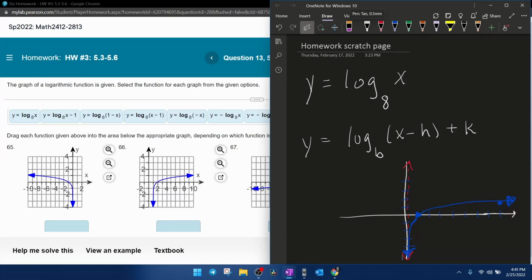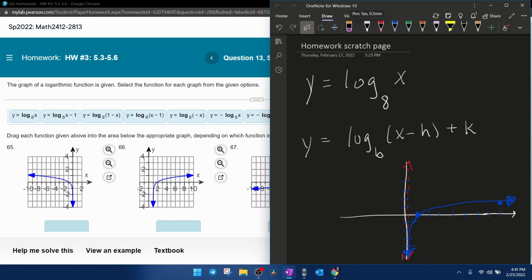All right, here we go. Question number 13 from our Precalculus homework number 3 in MyLab Math. This is a matching question where we're going to have to match a logarithmic equation with its corresponding graph.